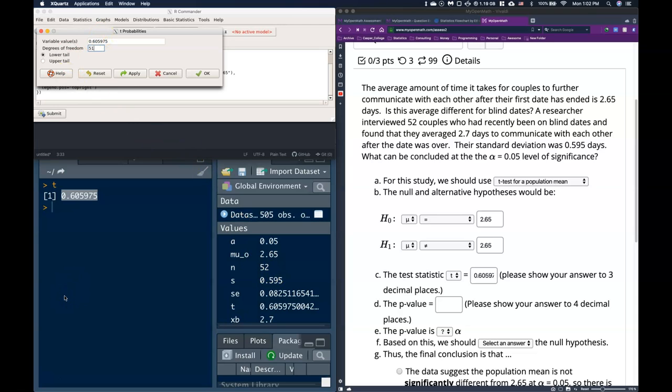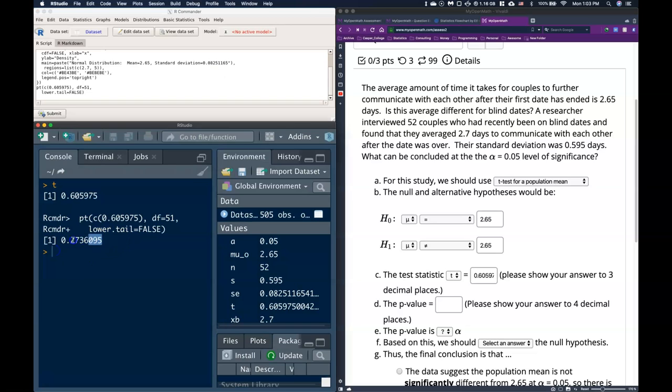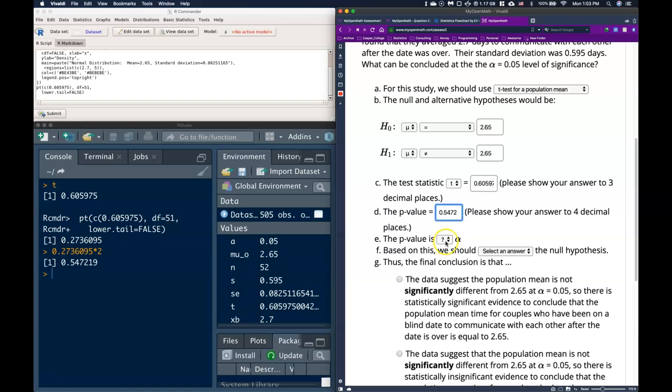As we saw on our graph, we were kind of bigger than, so we want to look at the upper tail. We're going to click OK. And then we're going to take this guy, copy it, and multiply it by 2. Now again, the only reason why we do this is when we calculate our p-values by hand, and we're doing a two-tailed test, we need to double that area under the curve because we've put alpha at the two ends. Okay, so in here, we're going to put 0.5472.